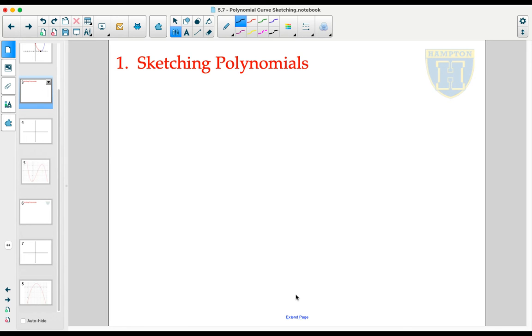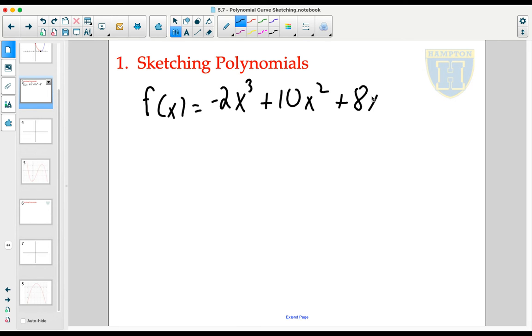Being able to successfully freehand sketch a polynomial is just a matter of putting together the steps that will allow us to identify all of the key locations and patterns in a polynomial's graph. So beginning our examples, let's take a look at the function f of x equals negative 2x cubed plus 10x squared plus 8x minus 40.